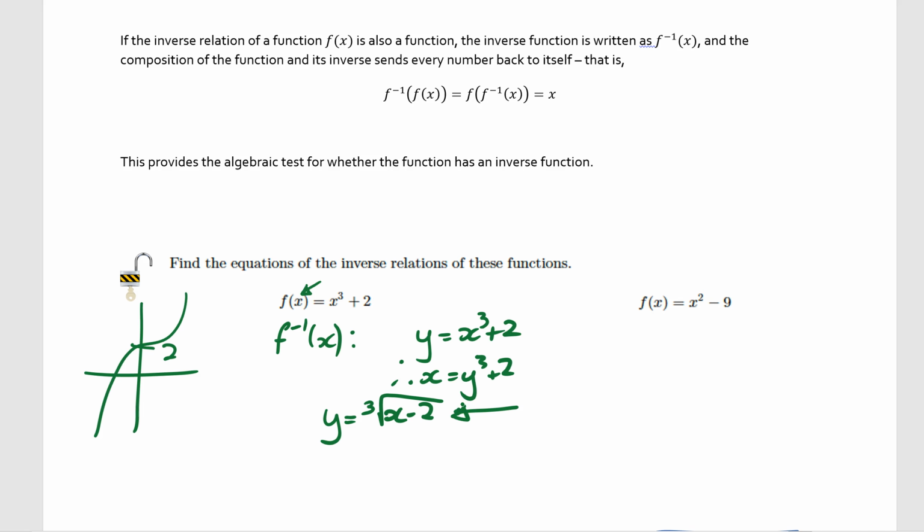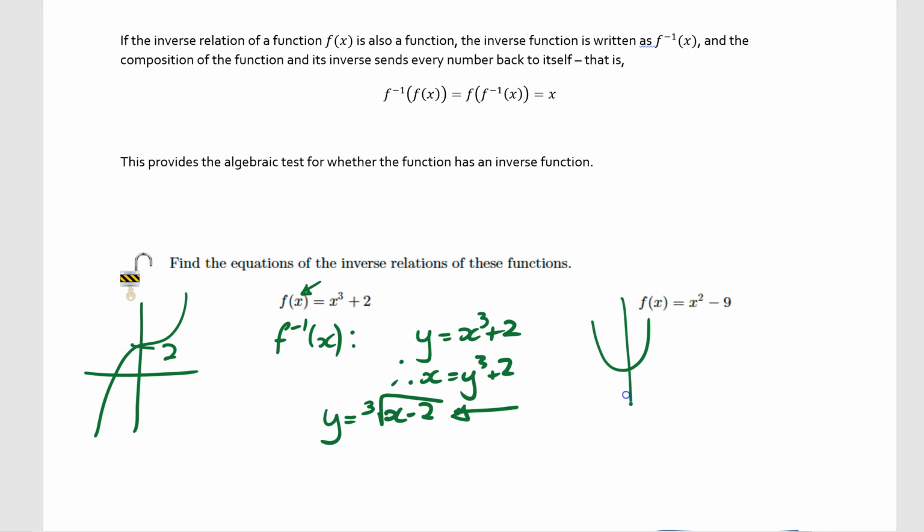Now I'm not going to try to draw that. Suffice it to say that it's a reflection in the line y equals x. And what I could do to check algebraically is to take a value of x, plug it into this, put the output of that into this, and see whether I get back to the original value. Over here, f of x equals x squared minus 9. So this is our original function.